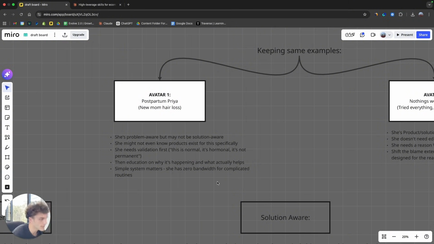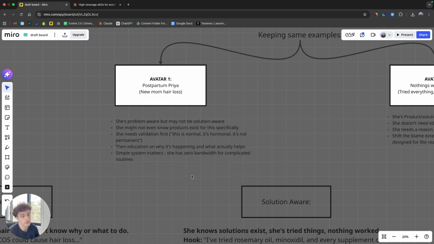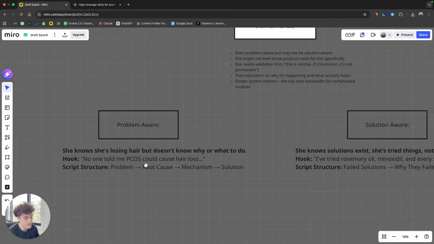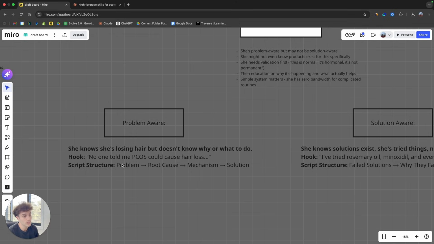And now, like I said again, the reason why I included a problem aware avatar in here is just to show the difference and the contrast between them. Would I go after this avatar as a new marketer? Probably not, because again, I just want to go for the lowest hanging fruit here. But you can see the difference in script structure. We're going to go problem, root cause, mechanism, solution. This is just a guideline framework.